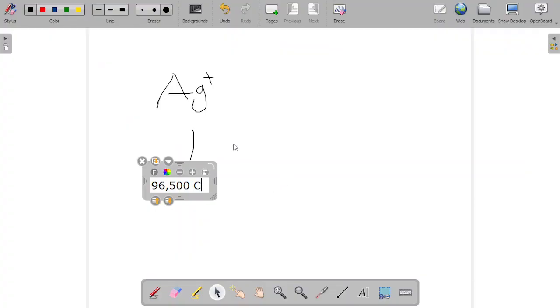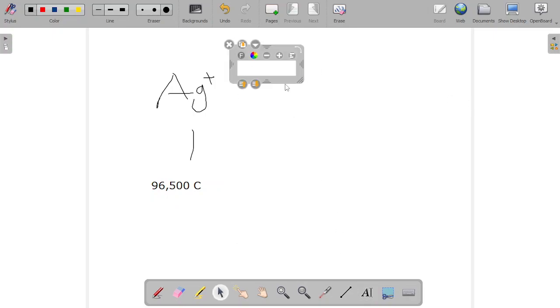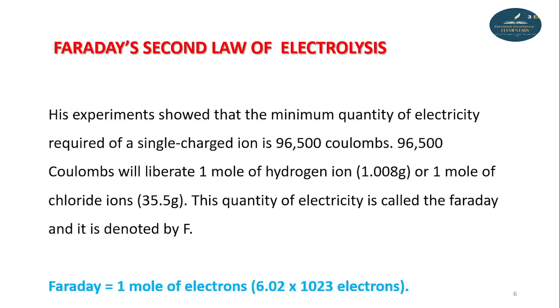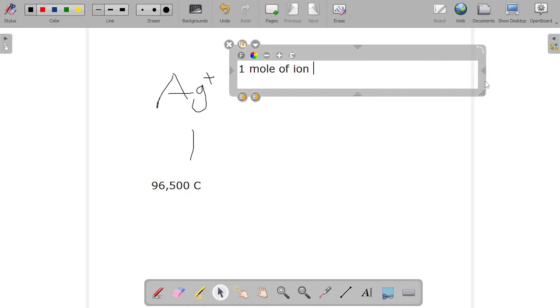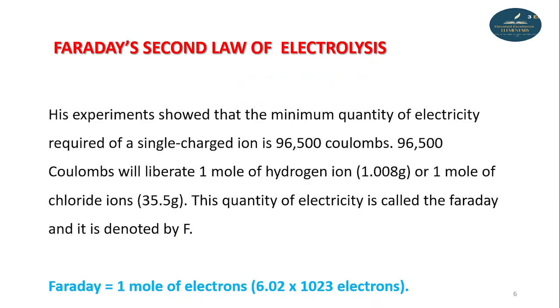So it states that for any single charged ion, 1 mole of that ion will liberate 96,500 coulombs. When we are working with the calculation, they are still the same. So 1 mole of this ion will liberate 96,500 coulombs. So what does that imply?